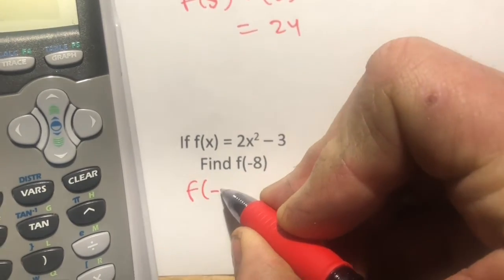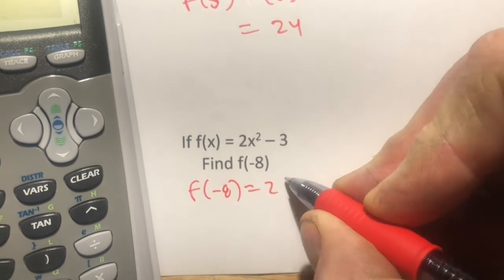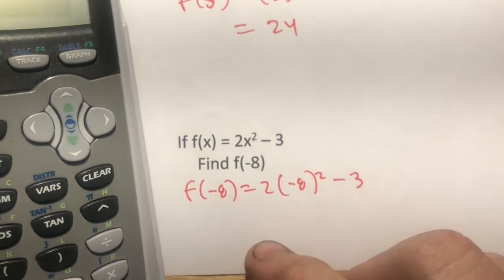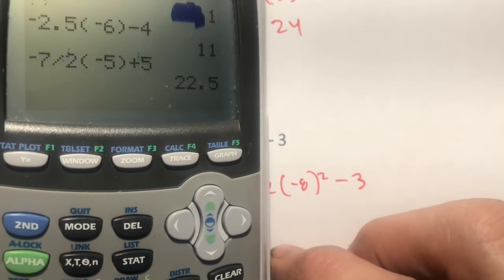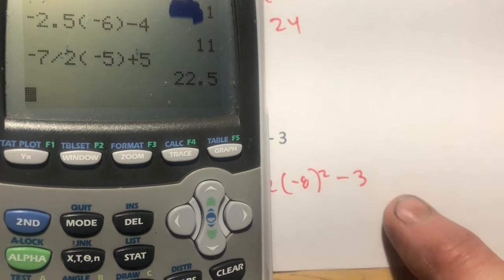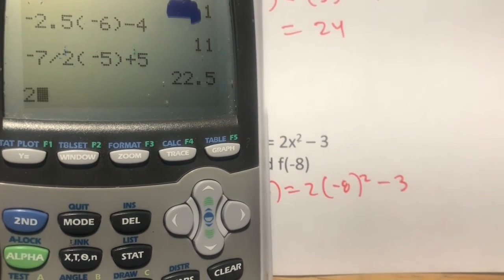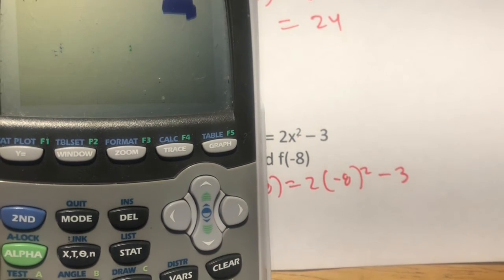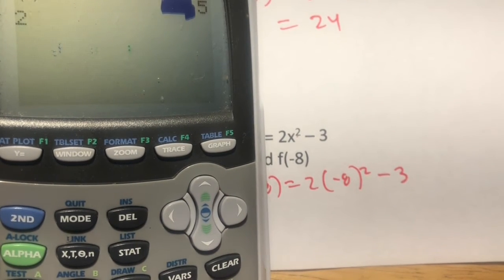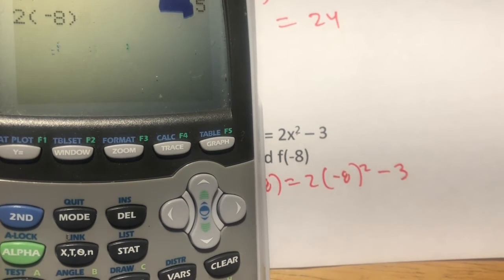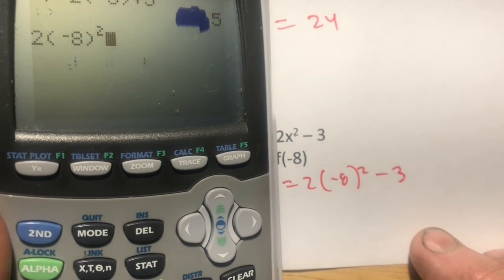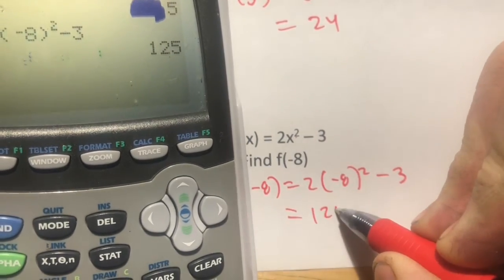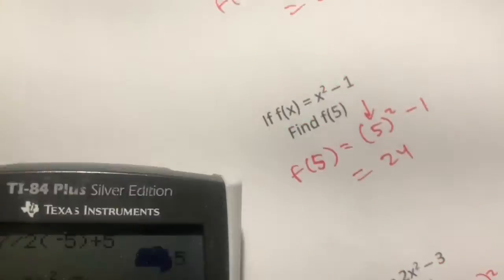All right, here's one here, negative 8. So what's f of negative 8? So I'm going to put 2 times negative 8 squared minus 3. So type it in here. Okay, so I'm going to have 2 and then negative 8 in parentheses squared. Here's a square button right here. And then minus 3, and that comes out to 125.